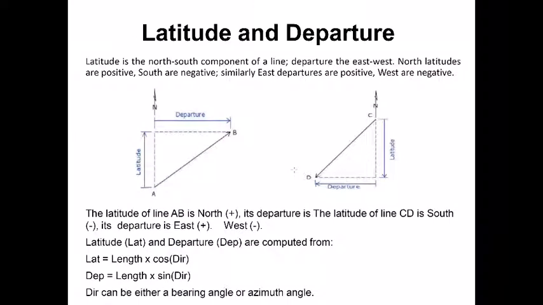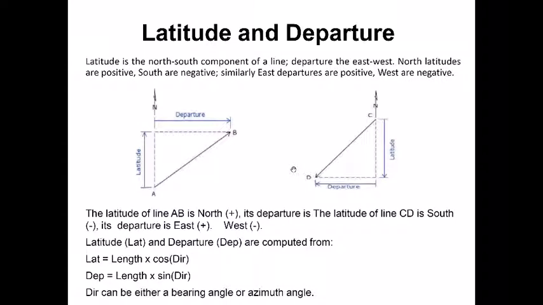So now let's take that discussion further to our computations of traverse and balancing a traverse. So, determining latitude and departure. First, let's try to understand what is latitude and departure. Latitude is the north-south component of a line, and departure is the east-west component of a line. So like we did before, latitude represents the north-south component, and the word longitude is replaced by departure, and it gives you the east-west component.